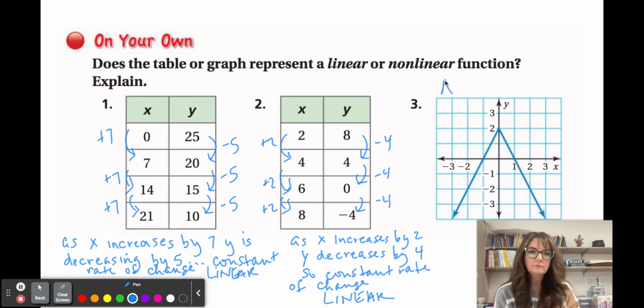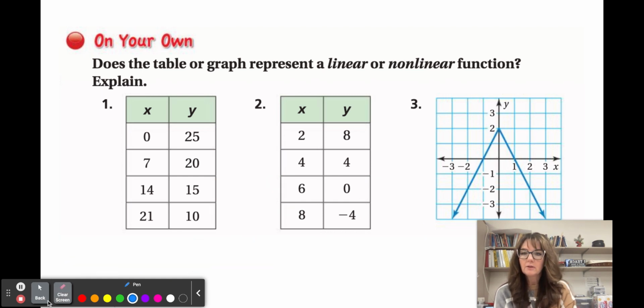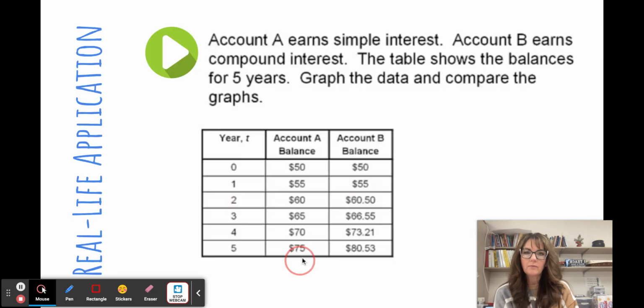No. Nonlinear. Remember, a line wouldn't change directions. It would be one straight line. Getting ready to clear. Here we go. We're going to skip this for now.